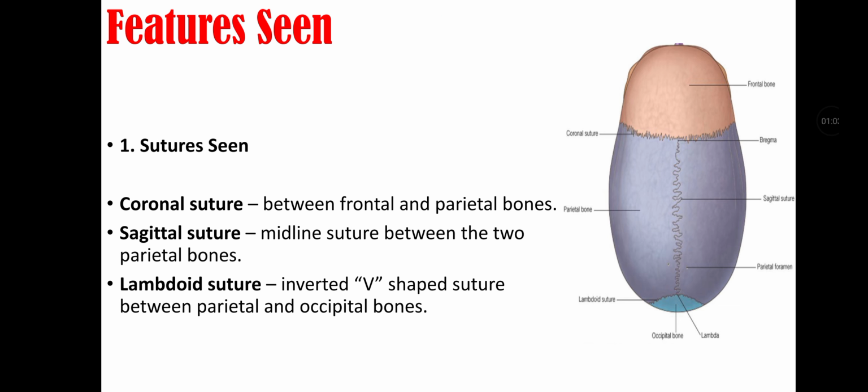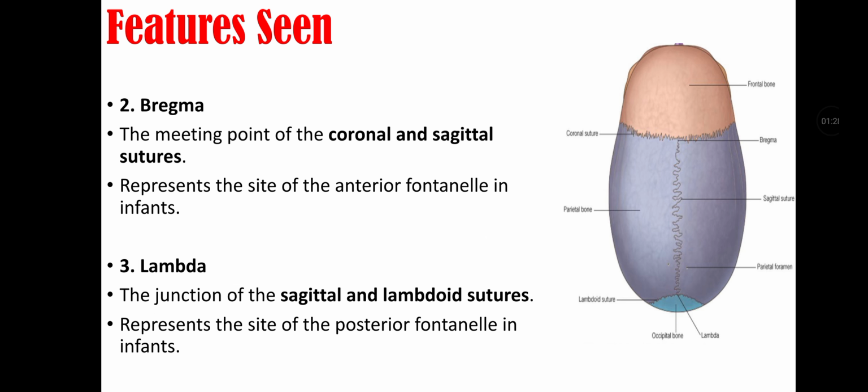Feature seen are sutures. First, we will talk about the sutures that are visible from norma verticalis, that include the coronal suture, sagittal suture, and lambdoid suture. The coronal suture is present between the frontal and parietal bones. The sagittal suture is a midline suture, that is present between the parietal bones. And the lambdoid suture is an inverted V-shaped suture that is present between the parietal and occipital bones.